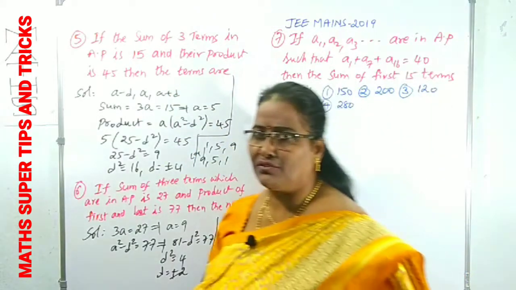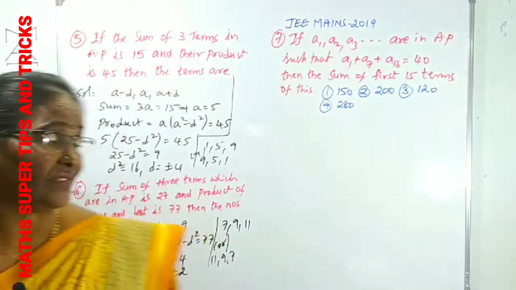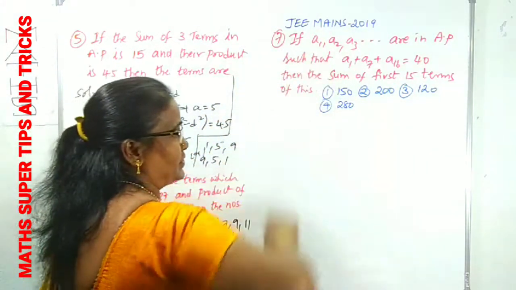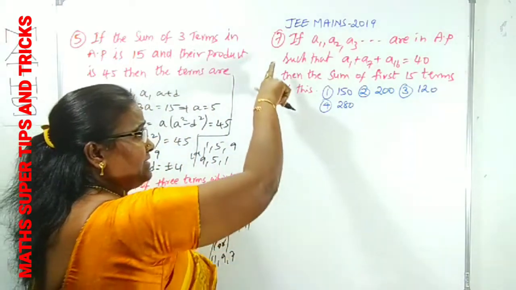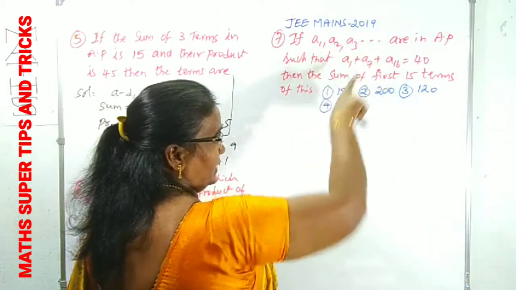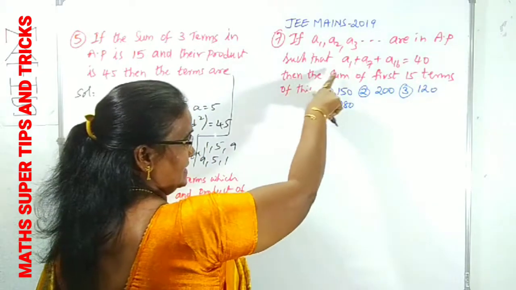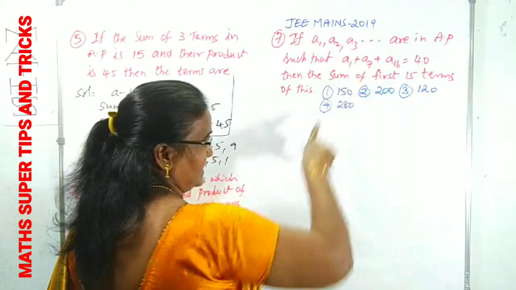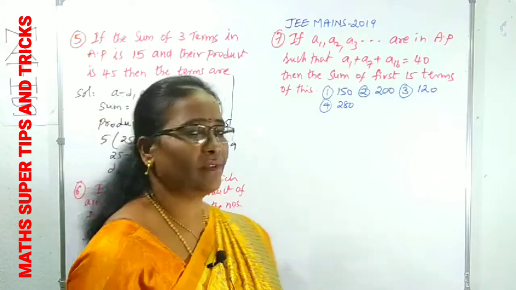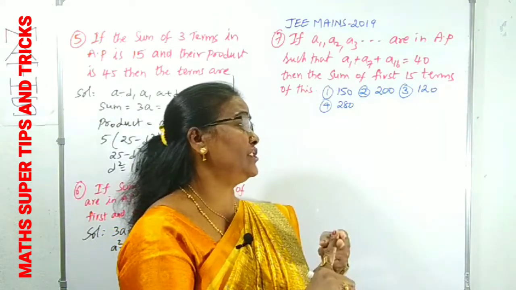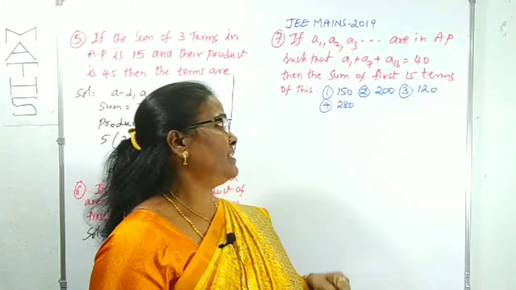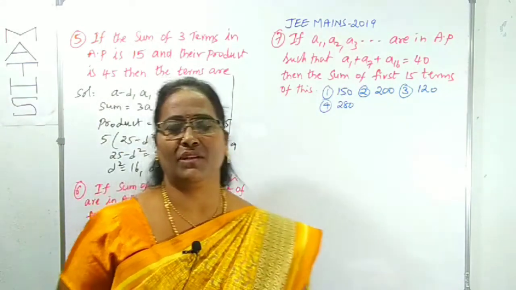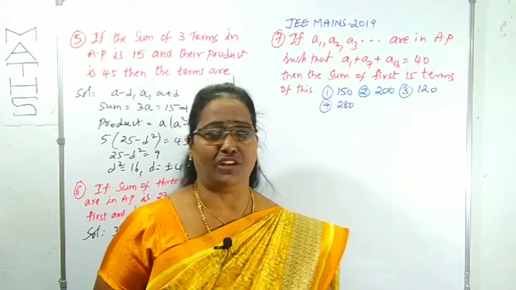Right. Now we can come to question number 7, which is given in JEE Mains 2019 April batch. It is given that if A1, A2, A3 up to An are in an AP series such that A1 plus A7 plus A16 is 40, meaning the first term, 7th term and 16th term sum is given as 40, then the sum of the first 15 terms, that means we want S15.